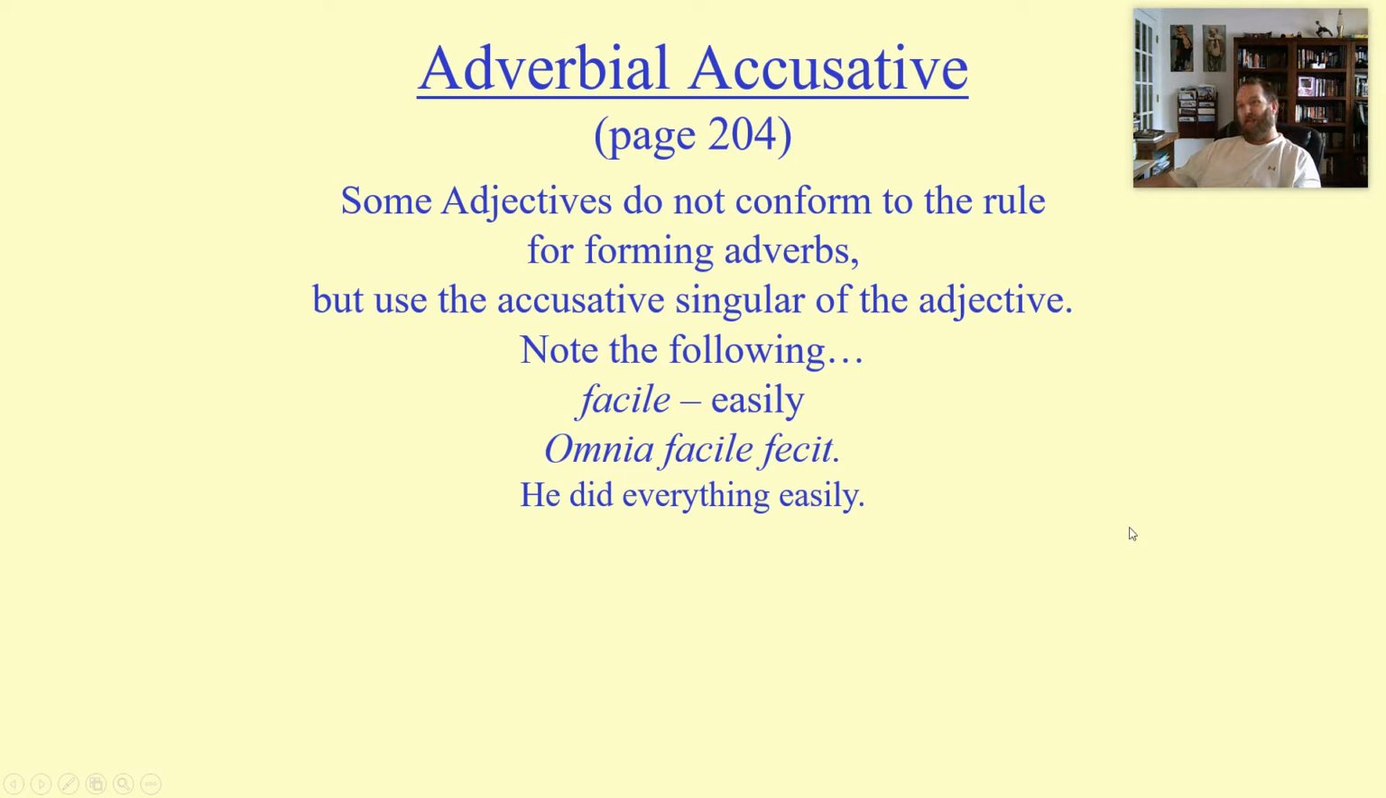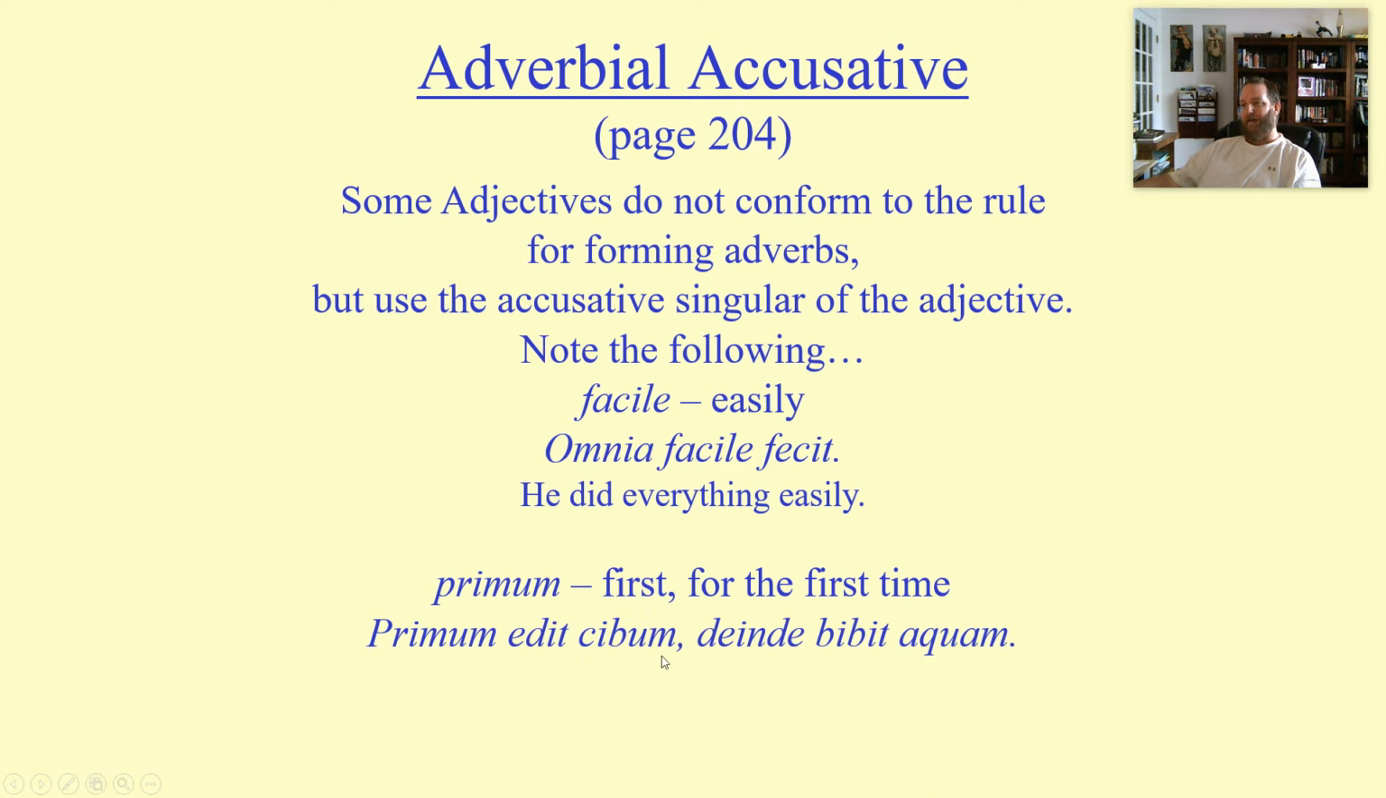Another word that uses the neuter accusative would be primum, coming from primus. Again, if you followed the rules, this would be prime, but here primum is the adverbial form, which usually means first or for the first time. So primum edit cibum, first he ate food, deinde. You remember that from yesterday? Then he drank water. Yeah, so this is another one, kind of a couple irregular adverbial forms you want to be aware of. They could pop up on the next quiz as well.